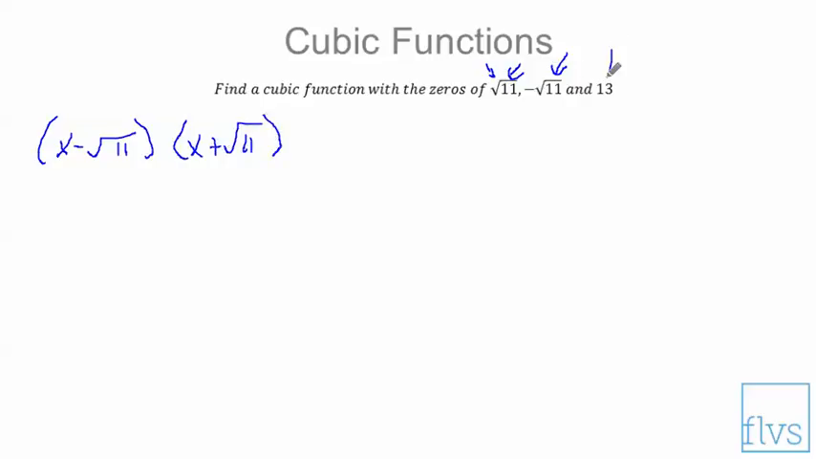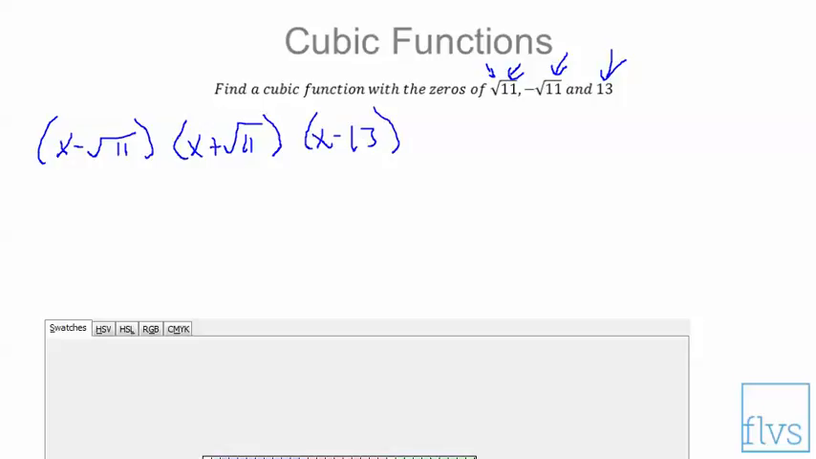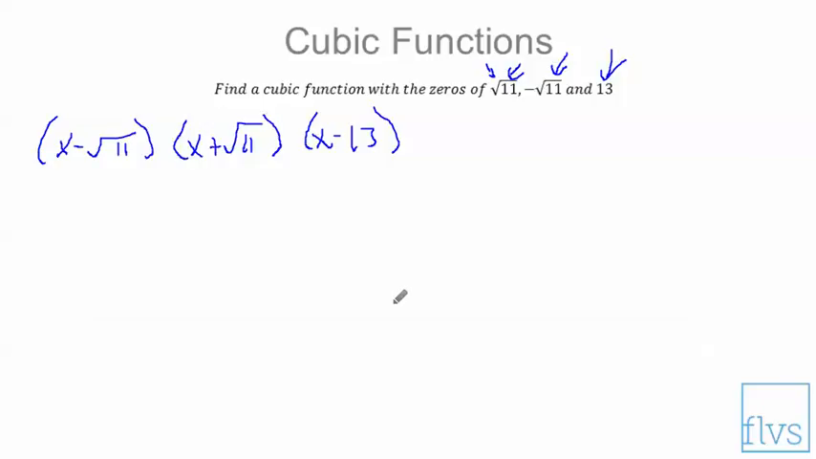And then if I have an answer or a 0 of 13, that means I had a factor of x minus 13. So I hope that part makes sense to you, because the next part is going to make it even better. That's the whole first step, is just rewriting them as factors instead of zeros. So what you're going to do is you're going to multiply the first two together.